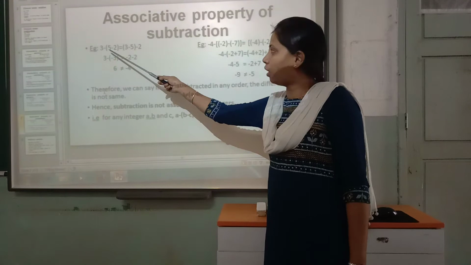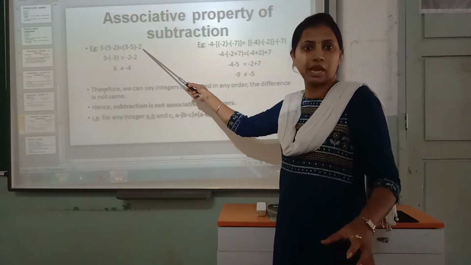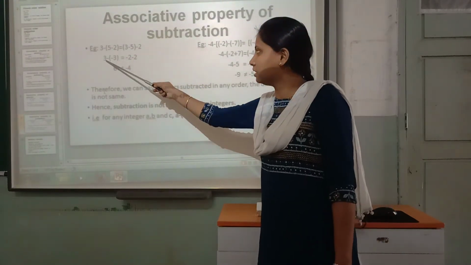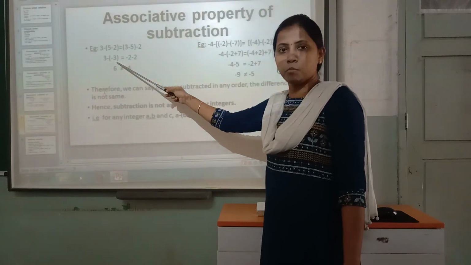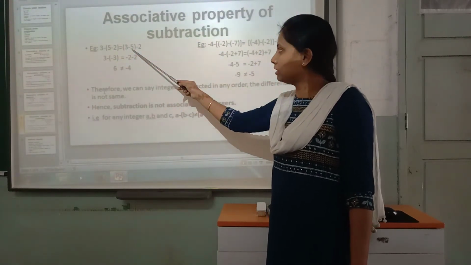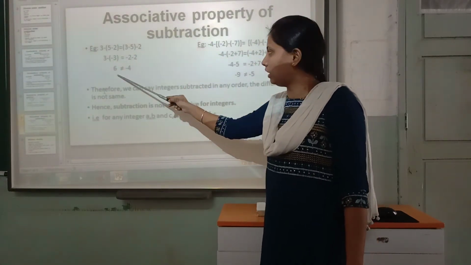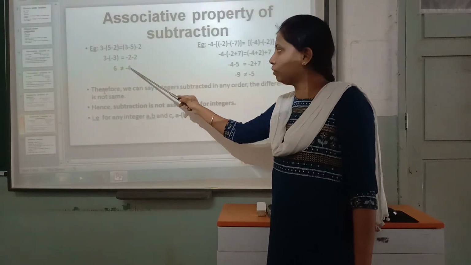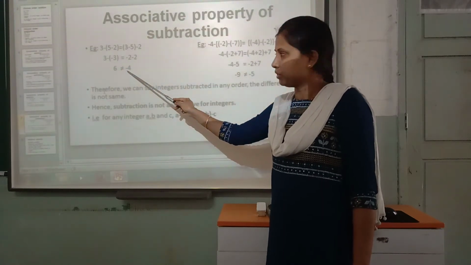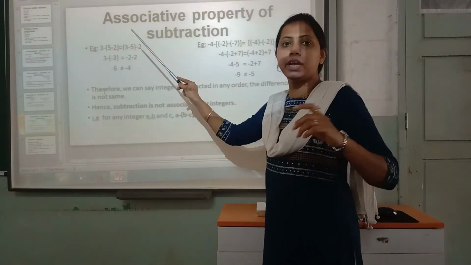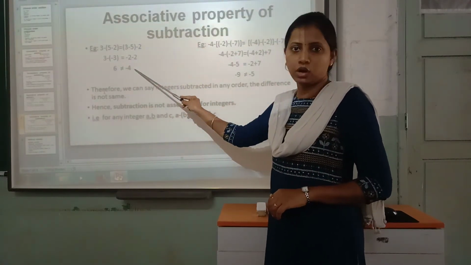3 − (5 − 2) is equal to (3 − 5) − 2. Now we will check whether it is equal or not. Firstly we have to simplify what is there in the bracket. So 3 − (5 − 2) is 3 − 3, which is 0... Let us check: 3 minus of minus 3 gives 6, and 3 − 5 is −2, and −2 − 2 is −4. So 6 and −4 are not equal. Yes, the integers were the same, we just grouped them differently, but the difference was not the same.